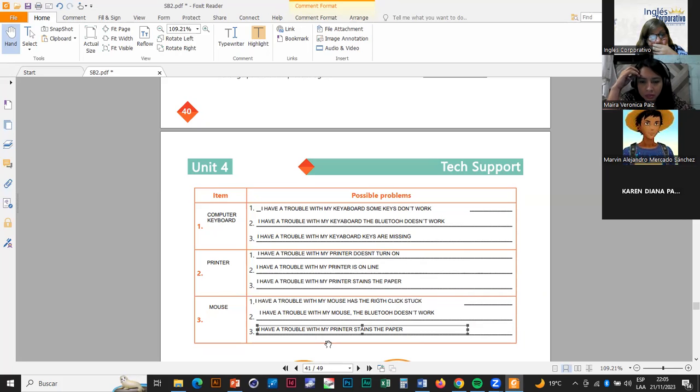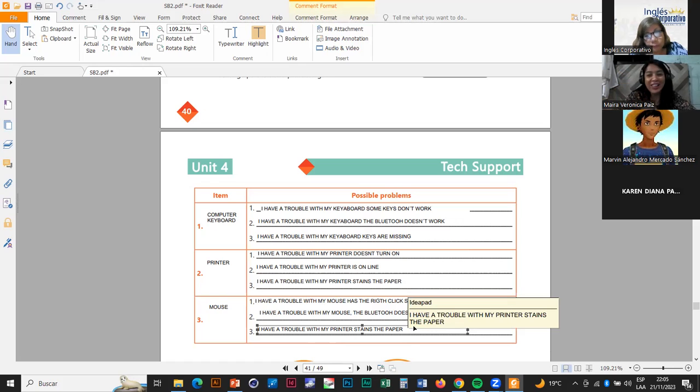I have a trouble with my mouse. The USB is out of order porque a veces hay unos que son de cable USB. Se puede poner así. O que se le agota la batería. Ah, también. No, pero por eso no llama uno a soporte técnico, porque la batería uno la compra, a menos que ellos le den la batería. Que ellos no la den.